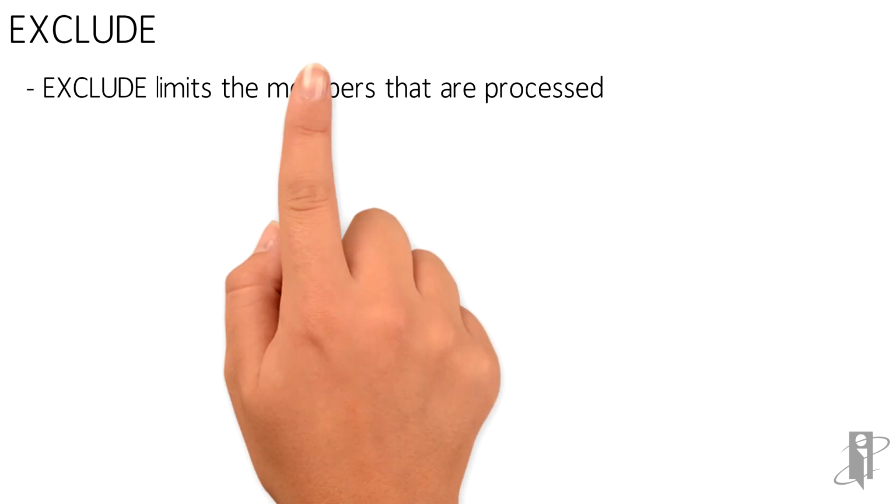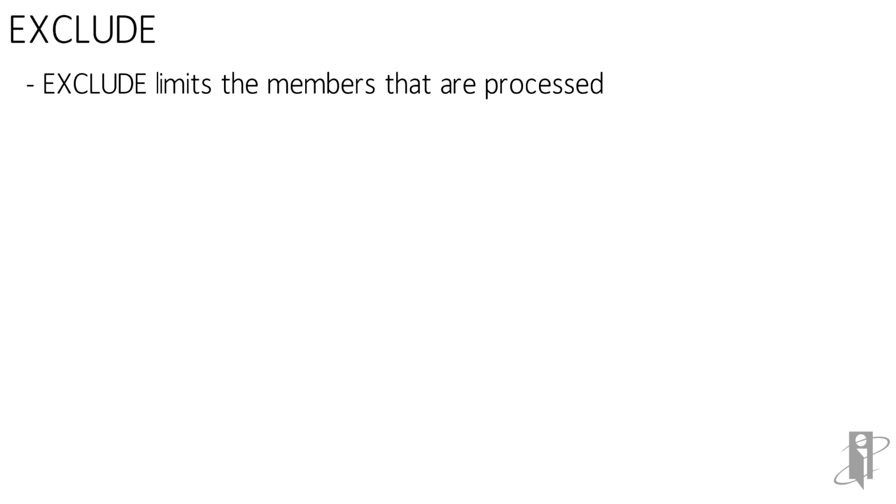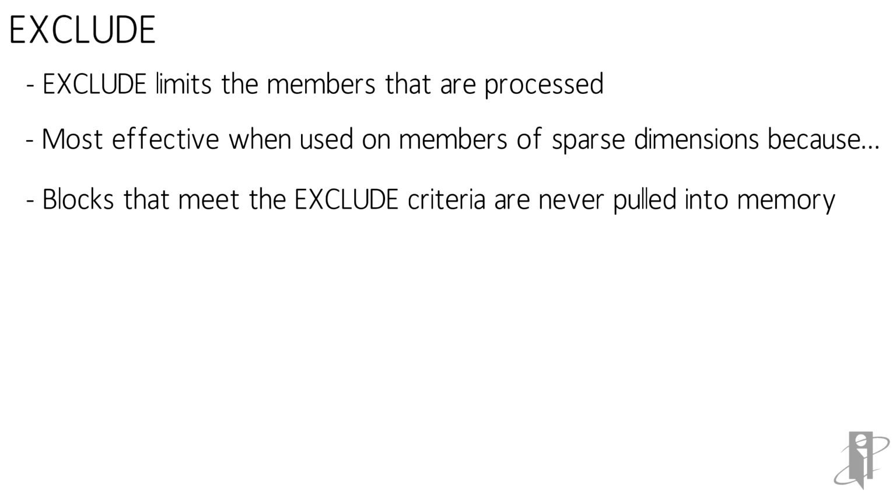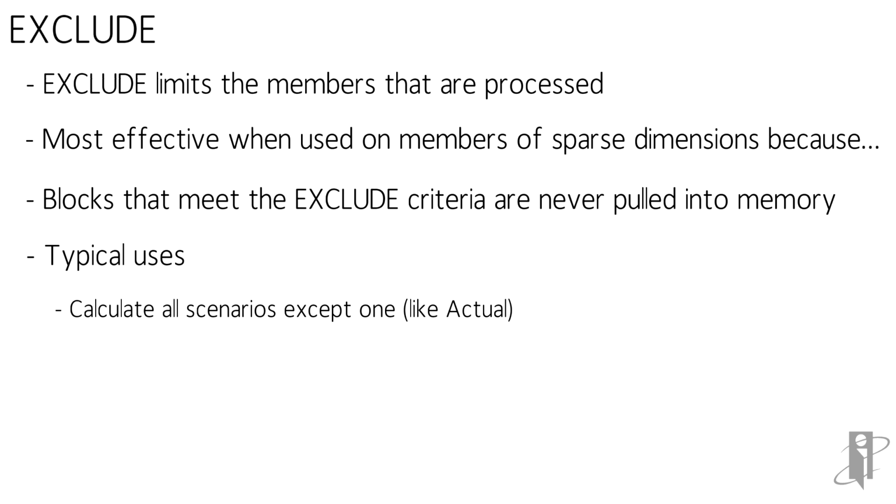Where fix limits by only pulling a specific number of members into memory, exclude essentially does the opposite. Rather than pull an entire dimension in, it'll pull in all the dimension except one or two specific members, whereas fix is normally only used to pull into memory one or two specific members. It works really well on sparse dimensions because blocks that meet the exclude criteria are never pulled into memory. So say you had a scenario dimension that had actual, budget, what if, and forecast, and this was a sparse dimension. If you said exclude actual, it's never going to pull in that entire slice of blocks. It's not going to go to the index and get the pointers. It's not going to go to the page file and read all those blocks in. It will limit the amount of blocks that are ever actually even retrieved and processed.